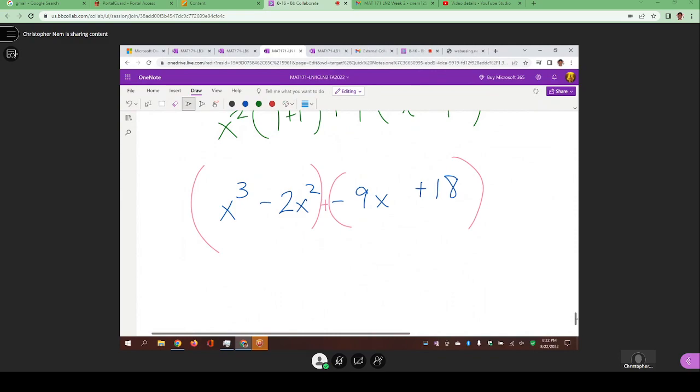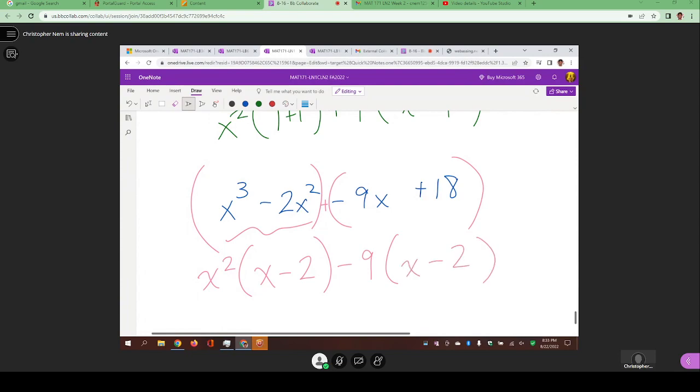Now, if I find the GCF for the first one, I get x squared, and then I get x minus 2. Good. If I factor out the second one, I can factor out a 9, or I can factor out a negative 9. One of them will be more useful than the other. I'm going to say the more useful one is factoring out negative 9. If I factor out negative 9, I get x minus 2.